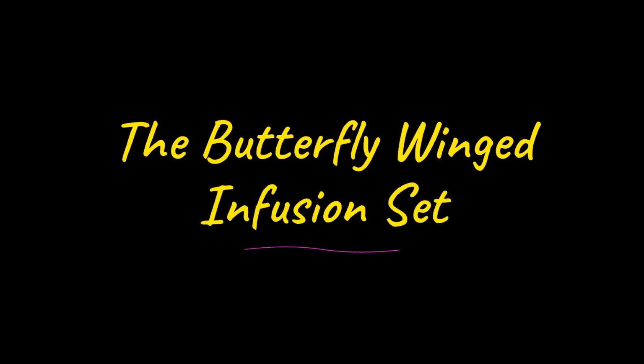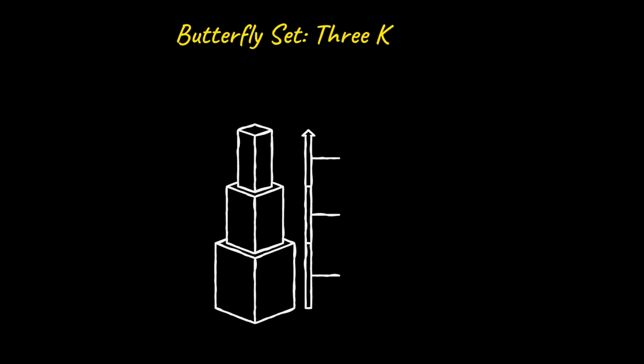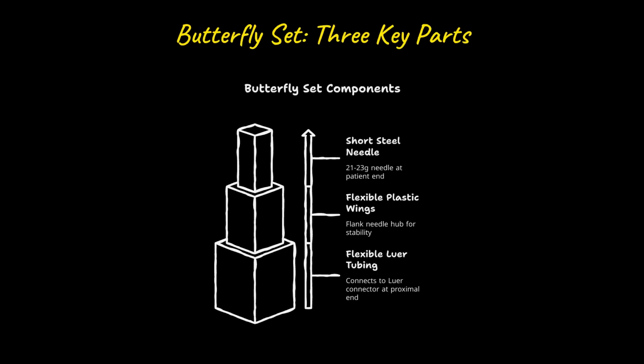The butterfly winged infusion set, also called the scalp vein set, is a specialized venous access device designed for shallow, difficult veins. Understanding it by its anatomy, not just its name, is the key exam skill. The device has 3 distinguishing parts: a short steel needle, 2 flexible plastic wings that give the operator 2-finger control, and a length of flexible Luer tubing that connects to a tube holder or syringe.